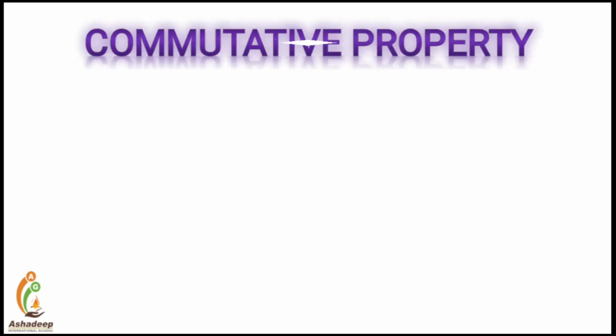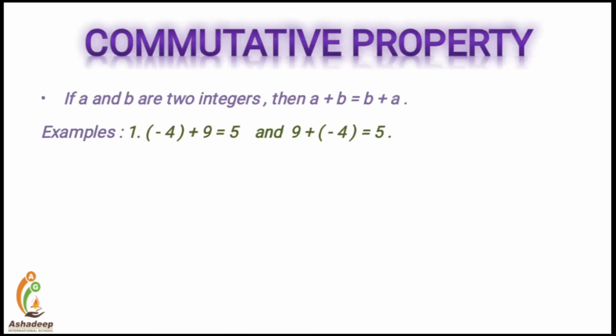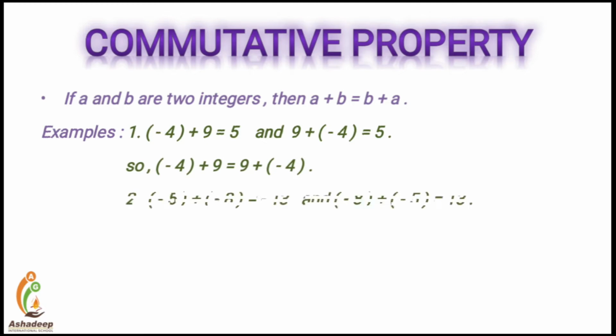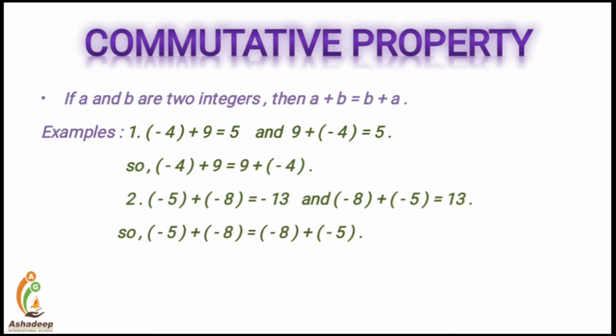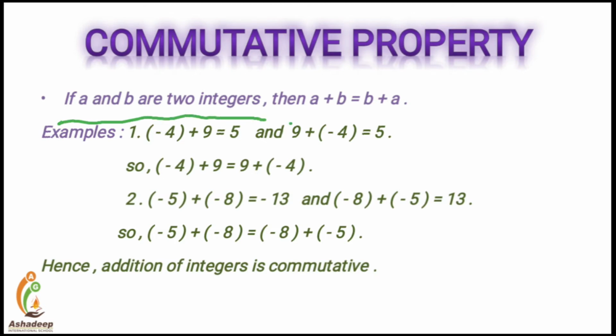Next, commutative property. In commutative property, if we change the order of the numbers, the result will still remain same. Let's see how. If a and b are two integers, then a plus b is equal to b plus a.